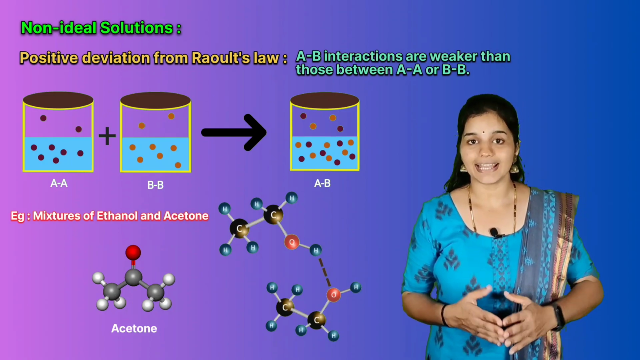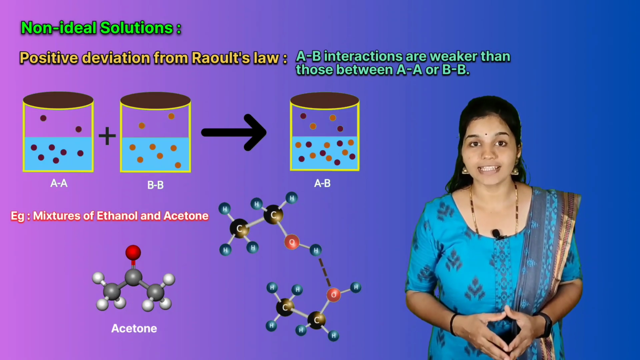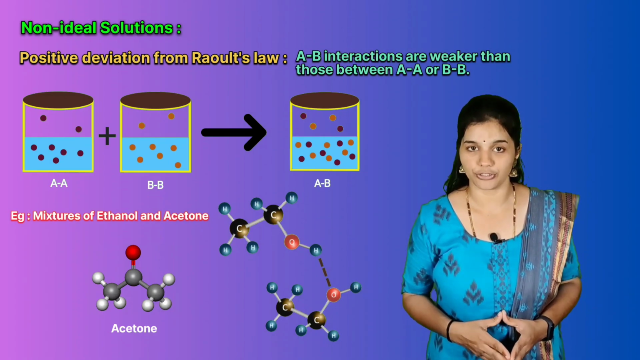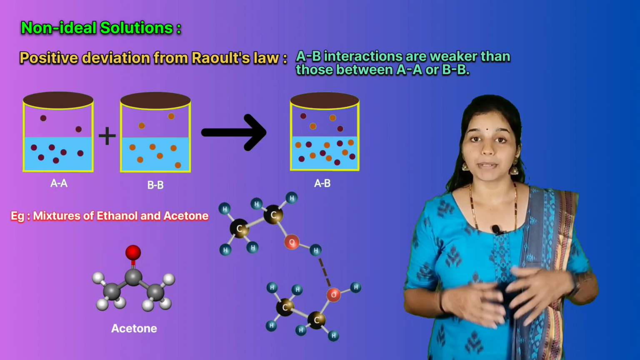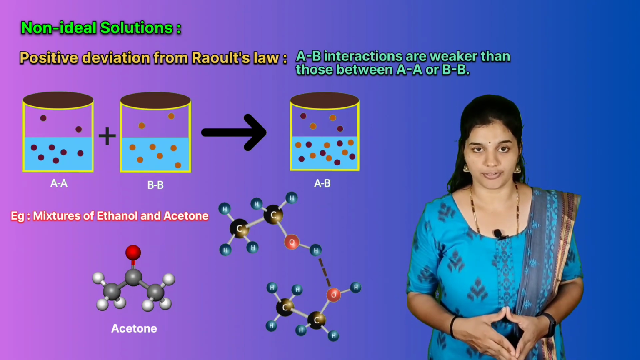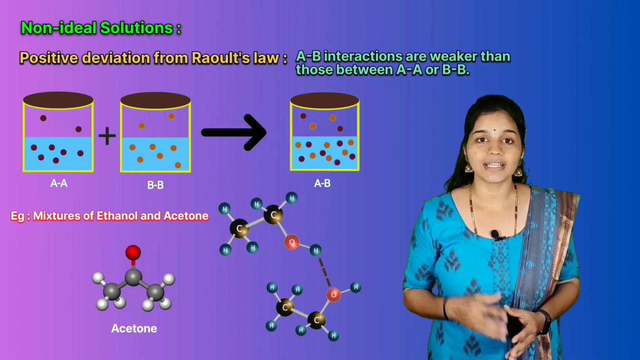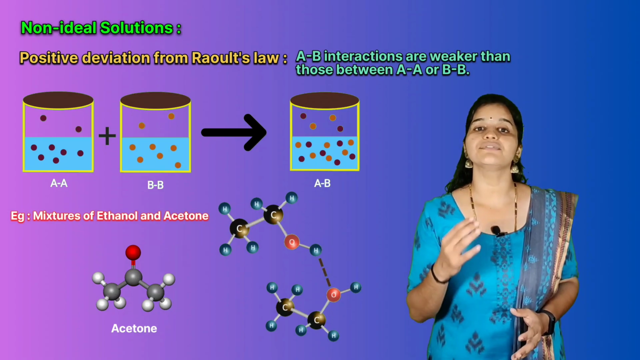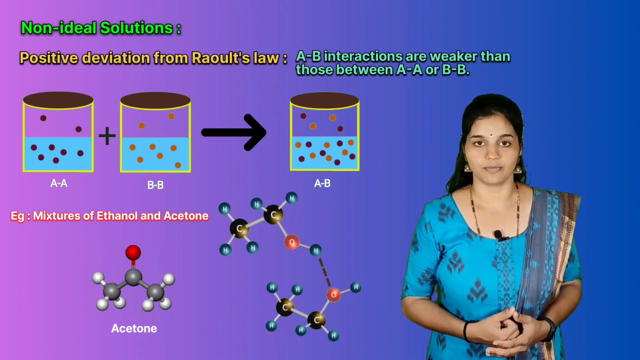On adding acetone, its molecules get in between those of the alcohol molecules and break some of the hydrogen bonds present between the alcohol molecules. Due to the weakening of interactions, the solution shows positive deviation from Raoult's law.